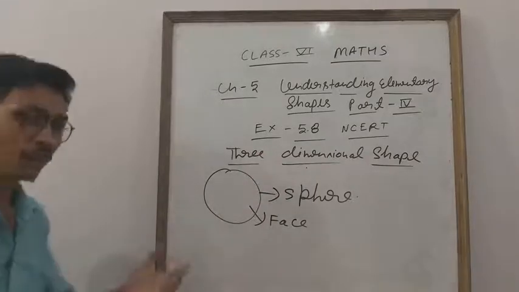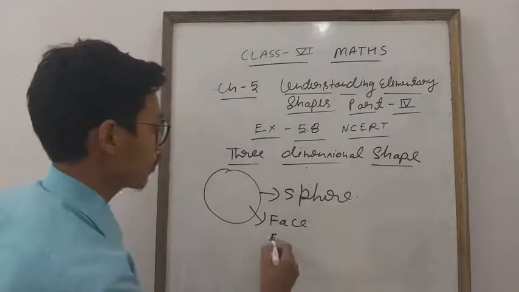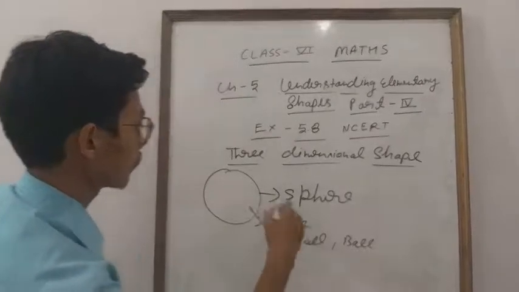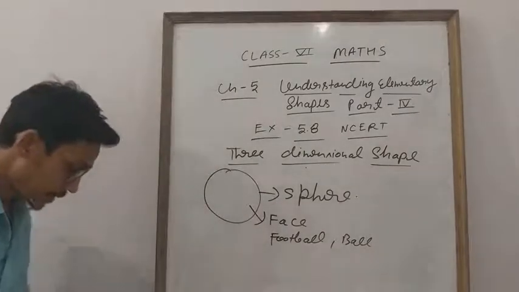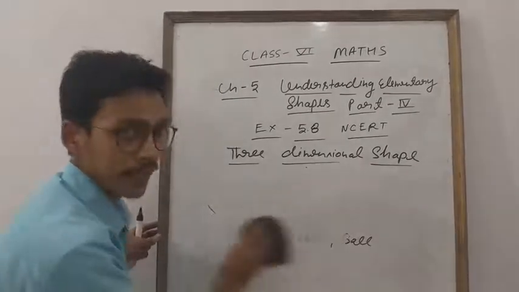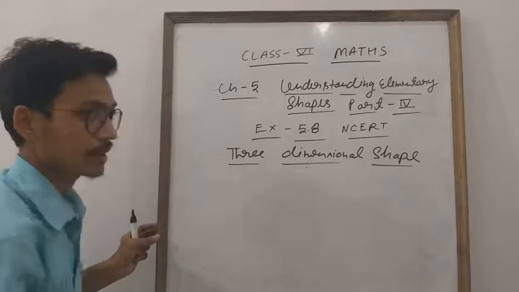And what is an example of a sphere, student? Like a football. Football is an example. A ball is also an example of a sphere. The next thing is the cylinder. Cylinder, you know, like a road roller. You have seen a road roller, it is an example of a cylinder.